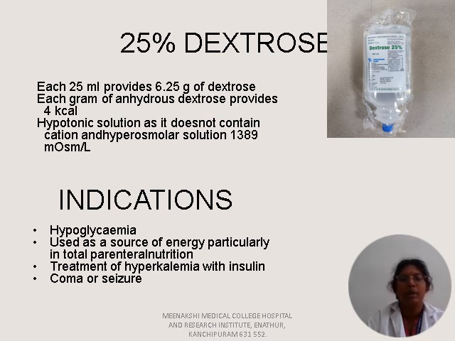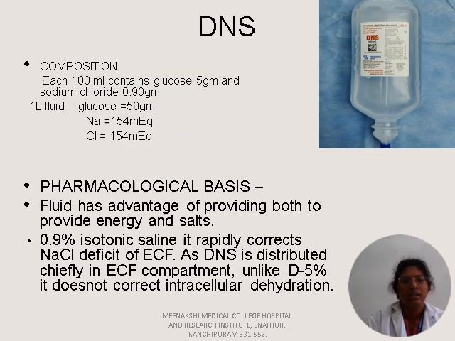Each gram of anhydrous dextrose provides 4 kilocalories. It is a hypotonic solution, as it does not contain cation, and hypoosmolar solution, 1389 milliosmoles per liter. Indication is hypoglycemia, used as a source of energy, particularly in total parenteral nutrition, treatment of hyperkalemia with insulin, and coma seizure. And the next is DNS.